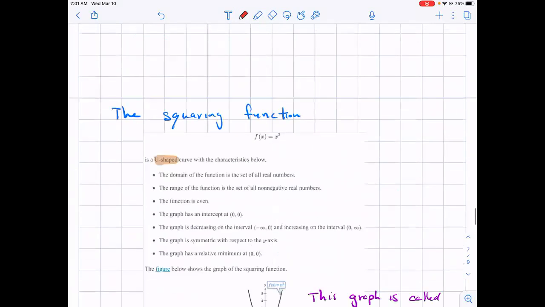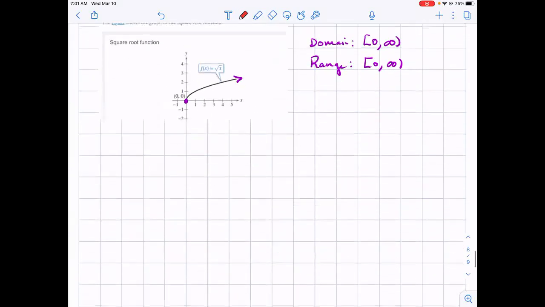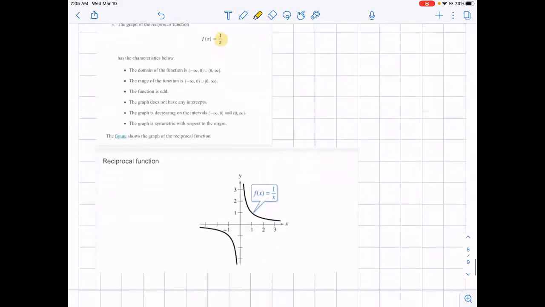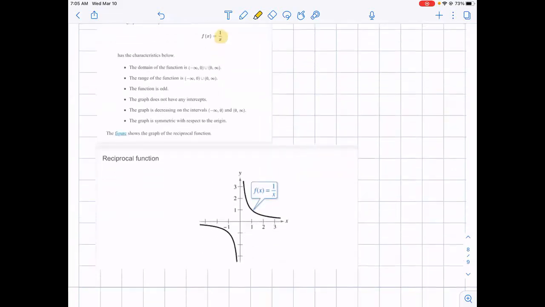So let's see what else we can look at. Okay. Looking at the reciprocal function now. The reciprocal function is just 1 over x. We'll see here that the domain of this is very unique because x cannot be 0, right? x cannot be equal to 0.